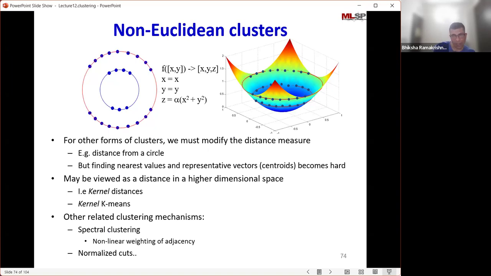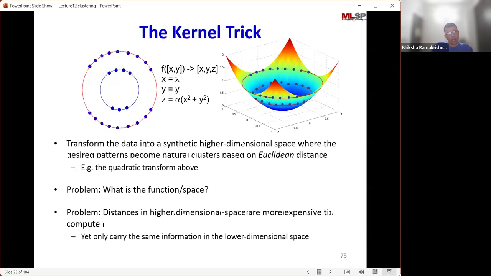Right. So anyway, what we are doing here is transforming the data into a synthetic higher dimensional space where the desired pattern becomes natural clusters based on Euclidean distance. Here, I knew what to do. You know, the z-axis had to be some alpha times x squared plus y squared. More generally, what is the space?